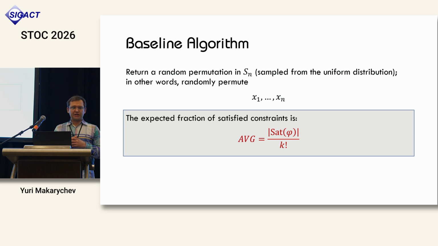It's kind of standard and straightforward that each constraint is satisfied with probability equal to the number of satisfying orderings over k factorial, and that's also the expected number of satisfied constraints. We will use this quantity as the baseline for our algorithms. Of course, it doesn't make any sense to design an algorithm whose approximation ratio is worse than that or even equal to that. You want to get something better than this trivial approximation. And sometimes it's possible, sometimes it's not.